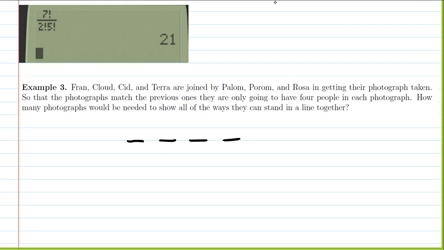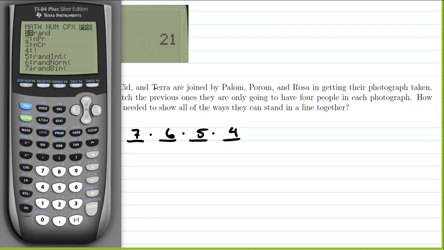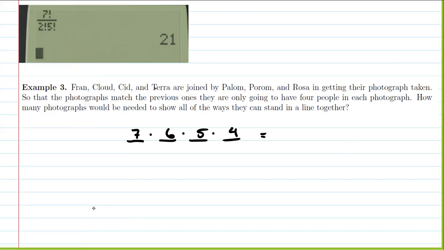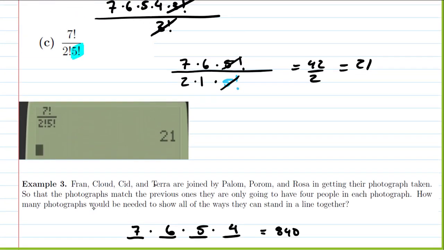But this time, how many people do we have to choose from for the first slot? Well, let's see. We have our original 4 plus 3 more. So how many choices do we have total? 7. So we have 7, then 6 times 5 times 4. And that's how many we're going to get. So if we multiply it together, 7 times 6 times 5 times 4, we get 840.